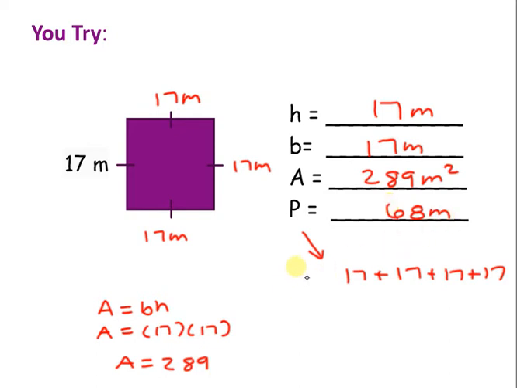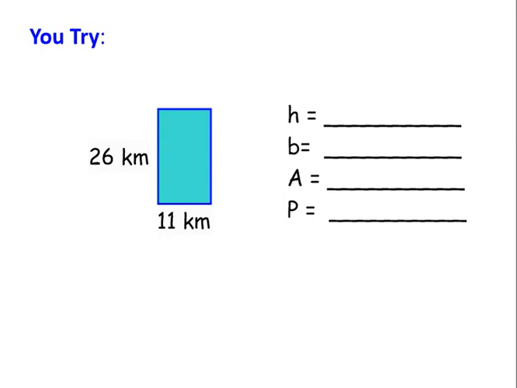Right, go ahead and hit pause if you're not done. If you are done, go ahead and check your answers. So the height is 17 meters and the base is 17 meters, and that's because it's a square. The area is 289 meters squared and the perimeter is 68 meters. Let's move on to the second one.